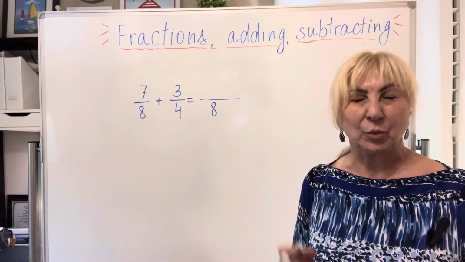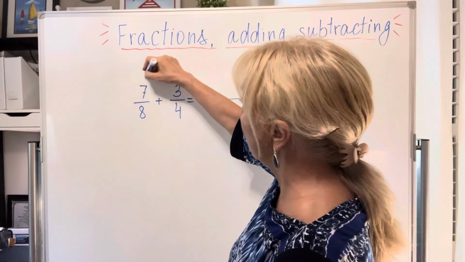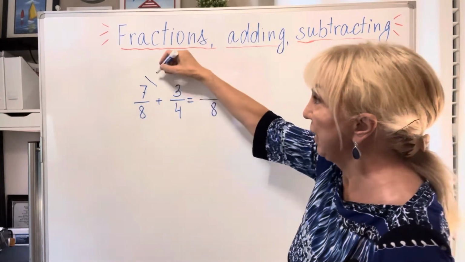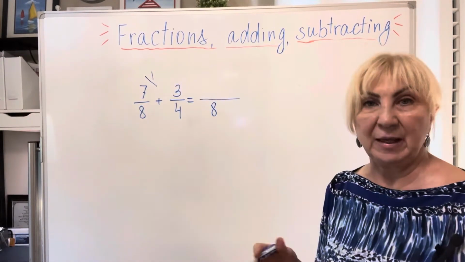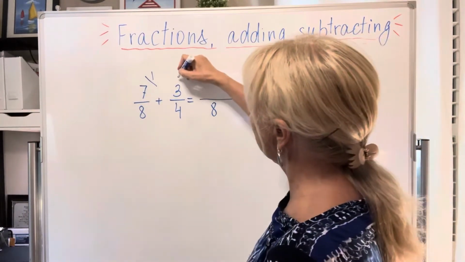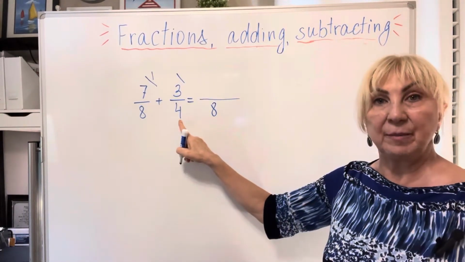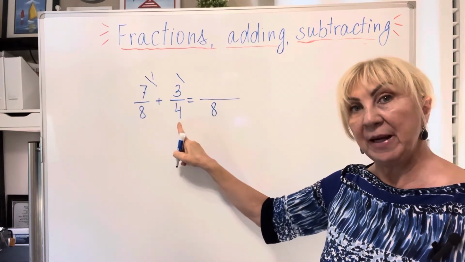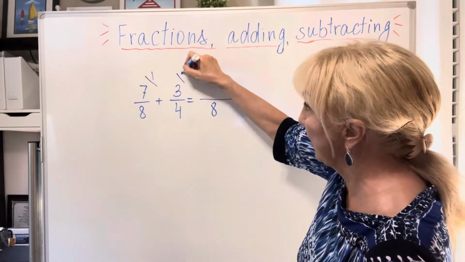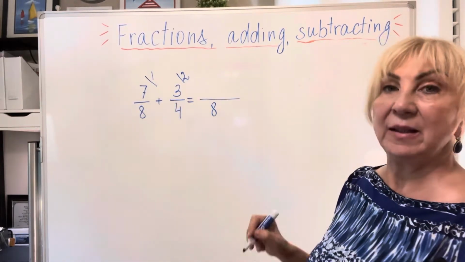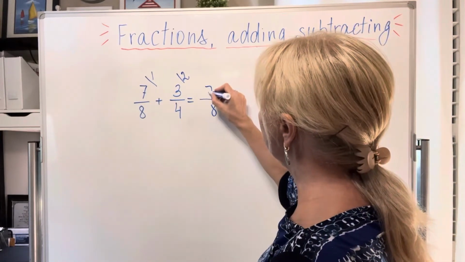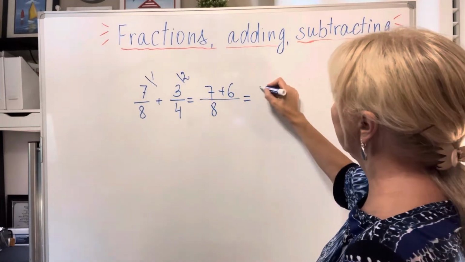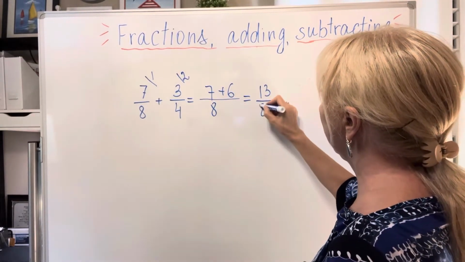Now we have to work out the numerators. Since the denominator of the first fraction is the same, we keep it the same, which is multiplying by 1. For the second fraction, we had denominator 4, now 8, so what we did was multiply by 2. So we have to multiply the numerator by 2. Now we're adding numerators: 7 plus 6 is 13 over 8.